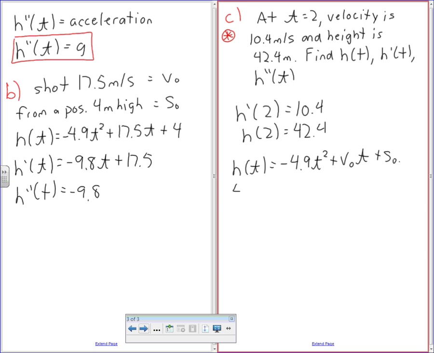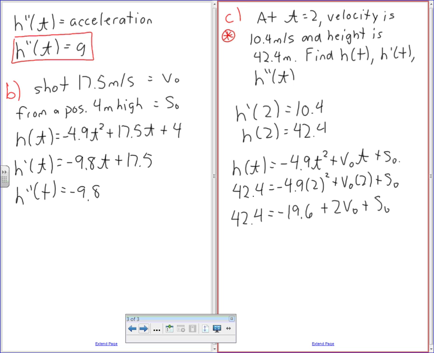Okay, so then I'm just going to sub in what I can here. So h of 2, so I'm going to do 42.4 equals negative 4.9 times 2 squared plus v naught times 2 plus s naught. So let's see what I did there, right? I'm just subbing in different values for t. What's 4 times 4.9? 19.6, right? Negative 19.6. Plus 2v naught plus s naught. That gives 62. Okay, so you see what we're doing here? We're ending up with 2 equations, so I know that's what this is going to turn into.